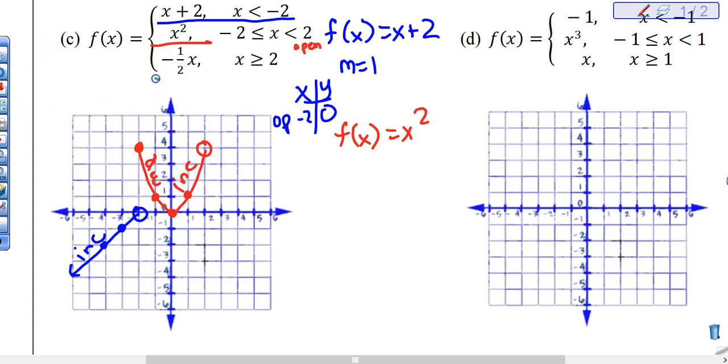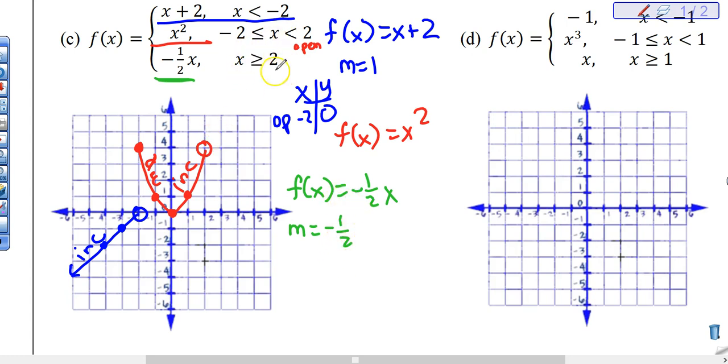Last one. The third graph here. You have f of x is equal to -half x. I feel like I got a slope going on here. Linear again, right? What's my slope? Okay, so I'm going to drop. So it's definitely going to be a decreasing interval because it's got a negative slope. The graph's going to fall.